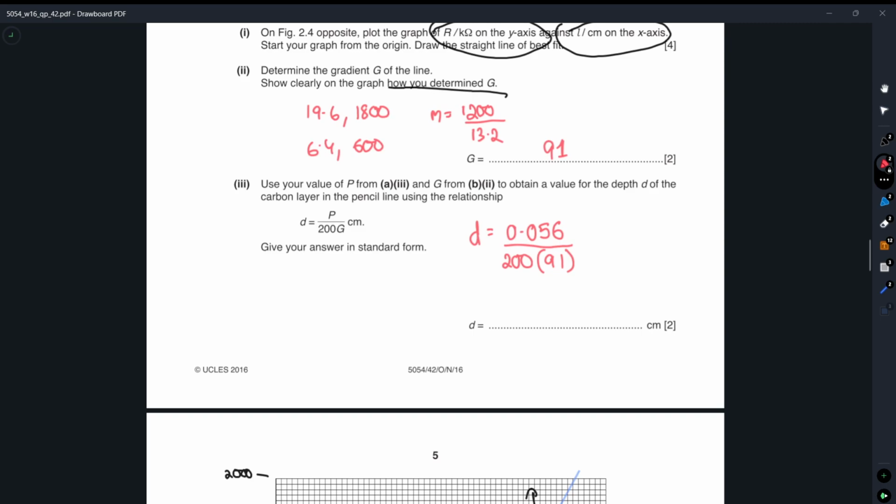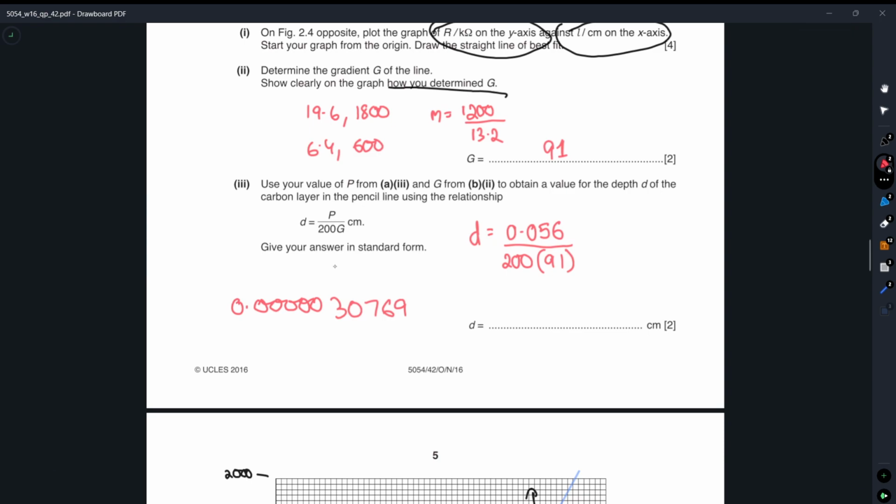So this right here is going to be, calculator, 0.056 divided by 200, and then we are going to divide that by 91 as well. So you've got 0 point, and then we have 5 zeros, 30769. So 0.50 is 1, 2, 3, 4, 5, 30769.